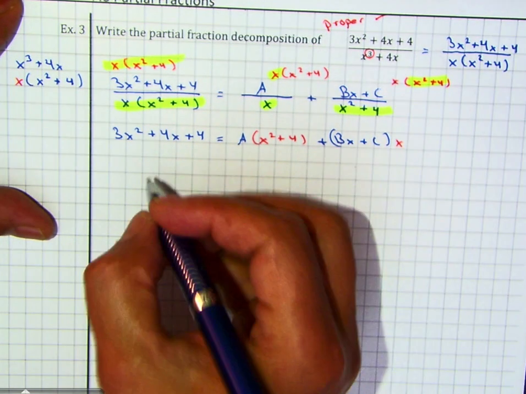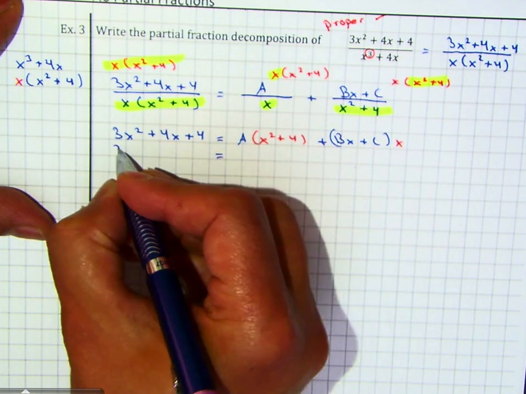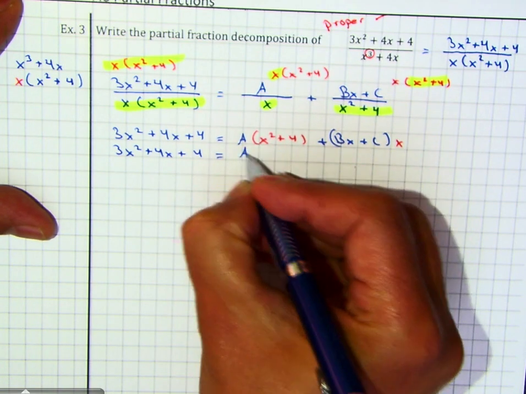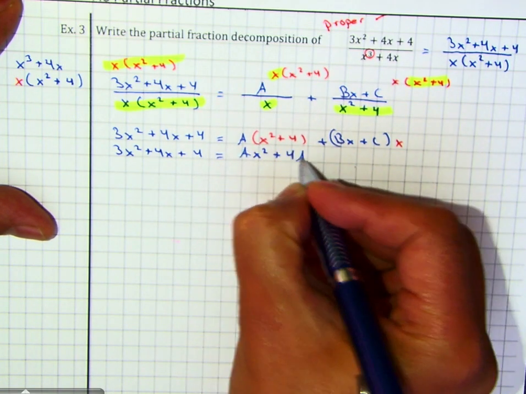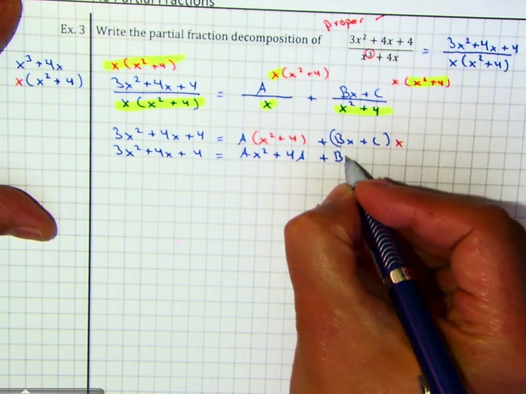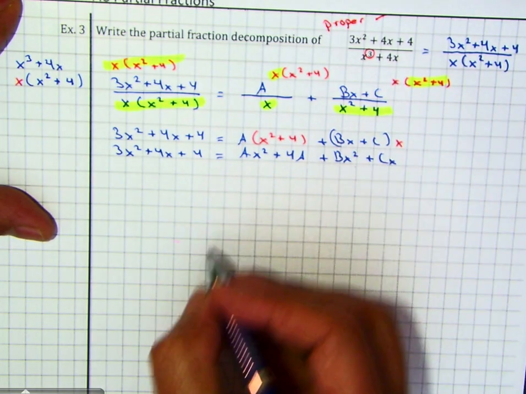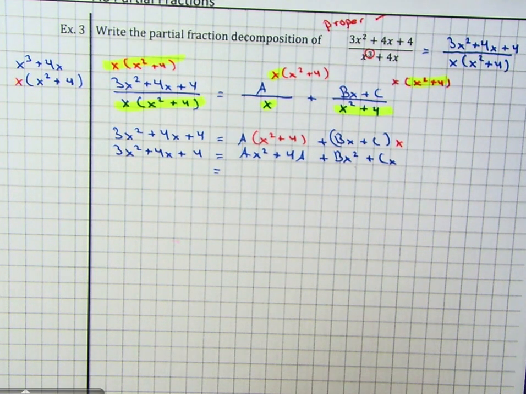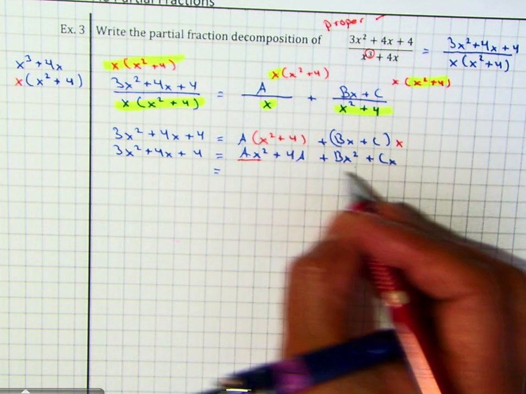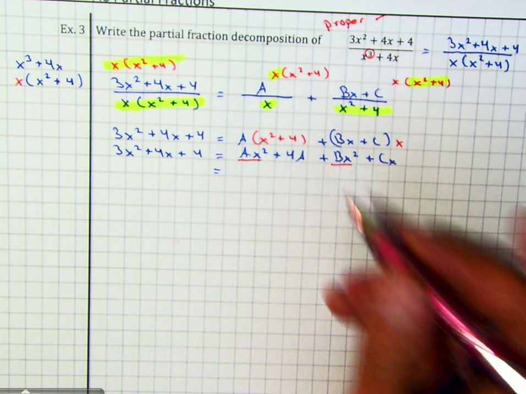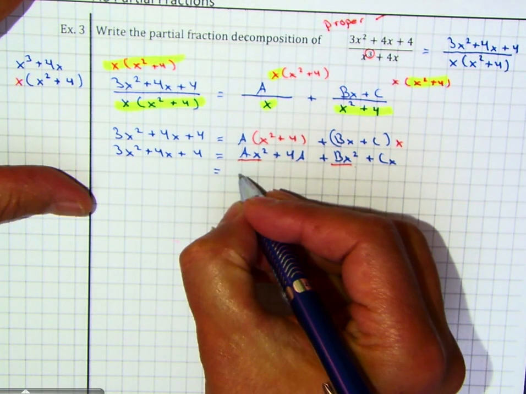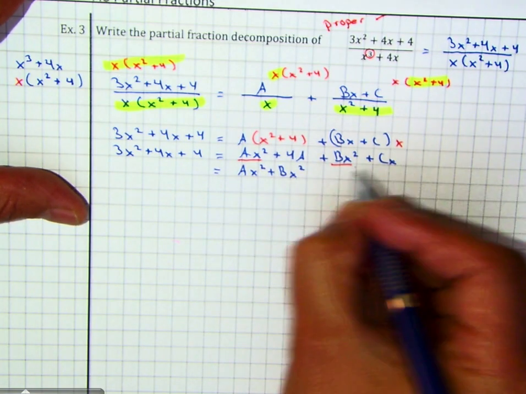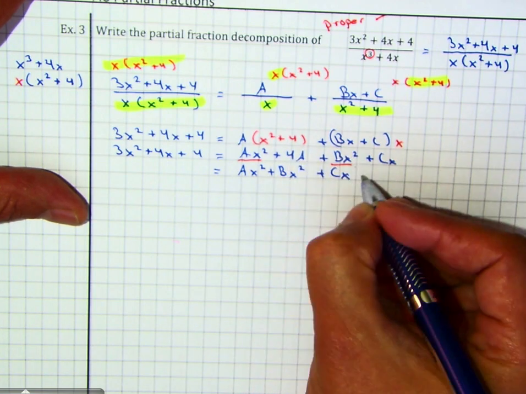I'm going to simplify the right hand side. So this expression stays the same. Ax squared plus 4a plus, multiply this out, bx squared plus cx. I'm going to group them together. And I'm going to group my x squares together, then my x, and then my c, my number. So we have ax squared plus bx squared, then plus cx, and plus 4a.